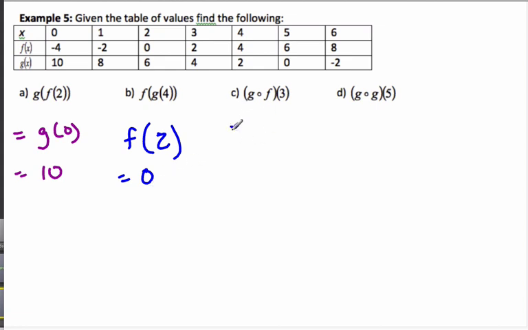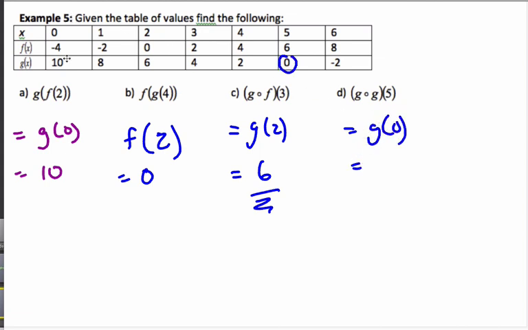Okay, try this one on your own. So pause it. So hopefully you got 6. And finally, g at 5. Well, g at 5 produces 0. So I'm going to do g at 0. 0 produces 10. So my input is 5, my output is 10.